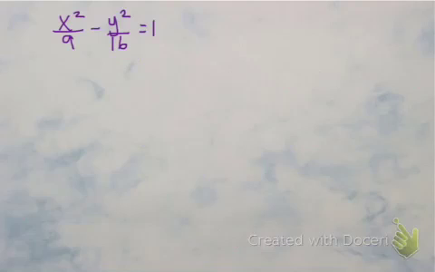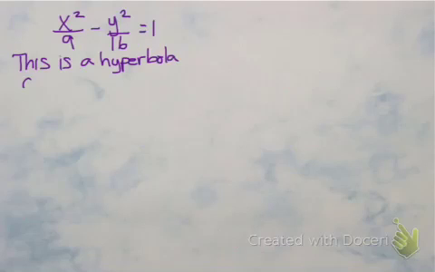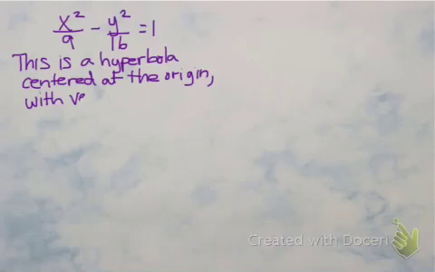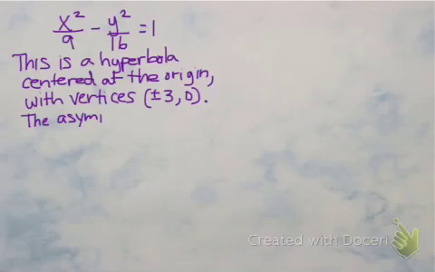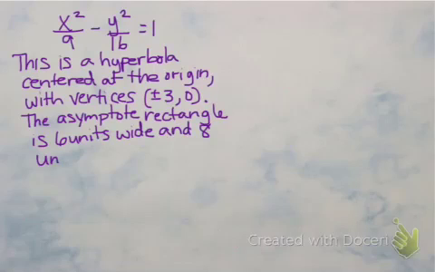Okay, now we're going to talk about hyperbolas. So hyperbolas are very similar to ellipses. The only difference is that minus sign in the middle. So this is an example of a hyperbola that's centered at the origin. And we know that the vertices are positive and negative 3 and 0, (3, 0). The asymptote rectangle is going to be 6 units wide and 8 units long, or high, I should say.